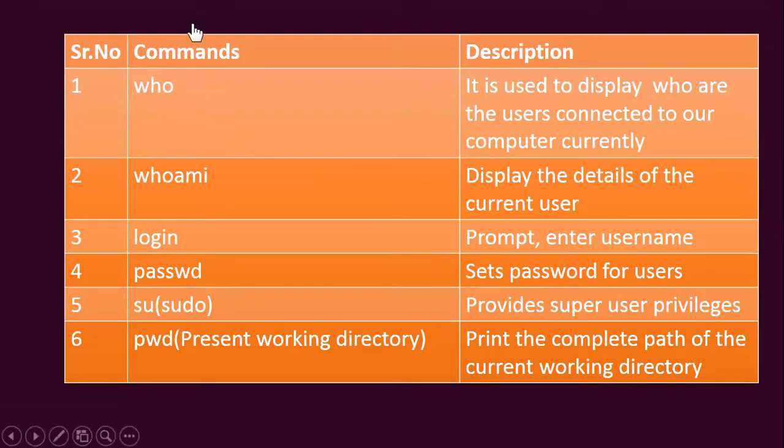See, first command, the who command, is actually used to display the different users connected to your computer currently. Okay. Then second is the whoami command. It obviously gives the details of the current user who is seen on this particular Linux terminal. Okay. Then login. Suppose another user wants to log in to his terminal, then this particular command is used.